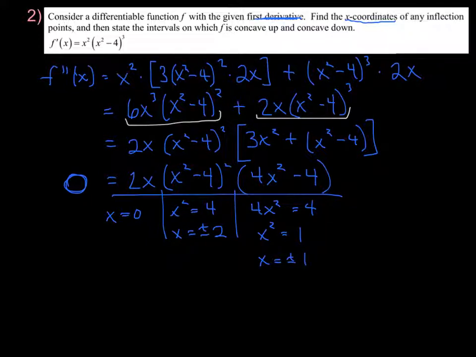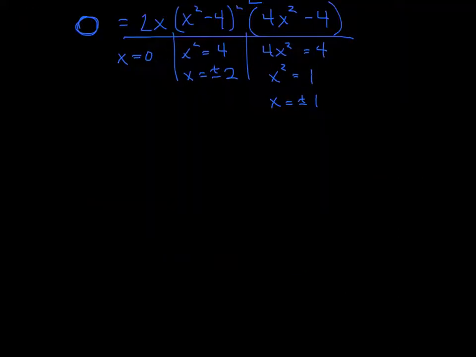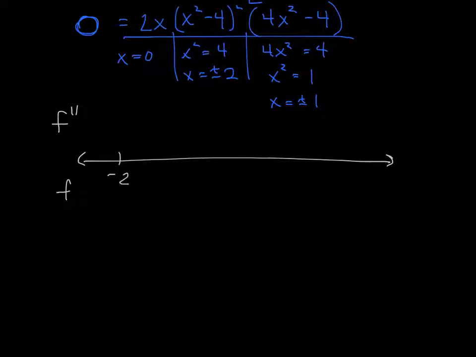Okay, so we end up with 1, 2, 3, 4, 5 critical values that we have to put on a sign chart. Okay, so I'm going to go ahead and set up my sign chart. And remember, of course, this is f double prime on the top, and it's telling us about the graph of f. And so I have negative 2, negative 1, 0, 1, and 2. And those are all my zeros.